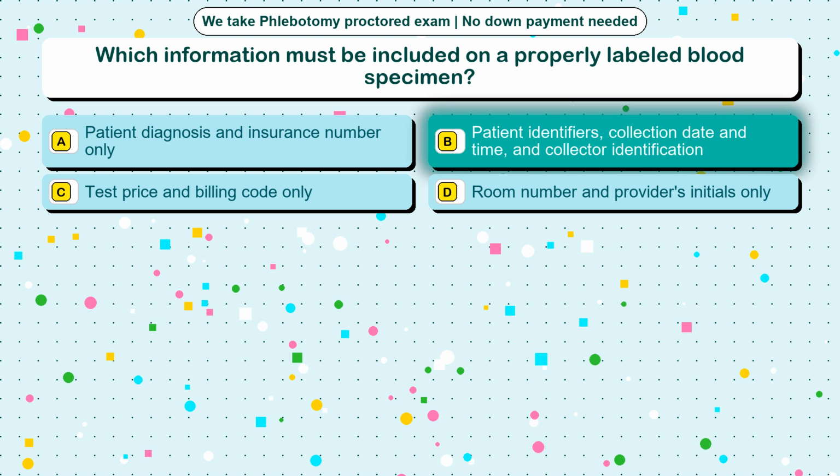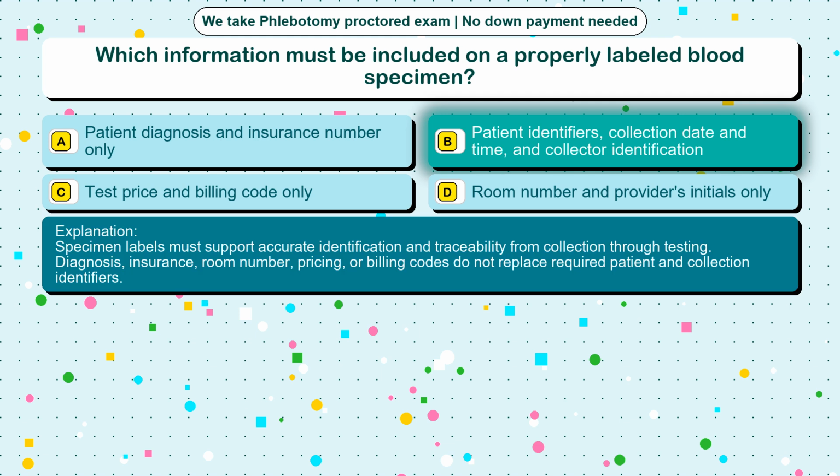The correct answer is option B, patient identifiers, collection date and time, and collector identification. Specimen labels must support accurate identification and traceability from collection through testing. Diagnosis, insurance, room number, pricing, or billing codes do not replace required patient and collection identifiers.